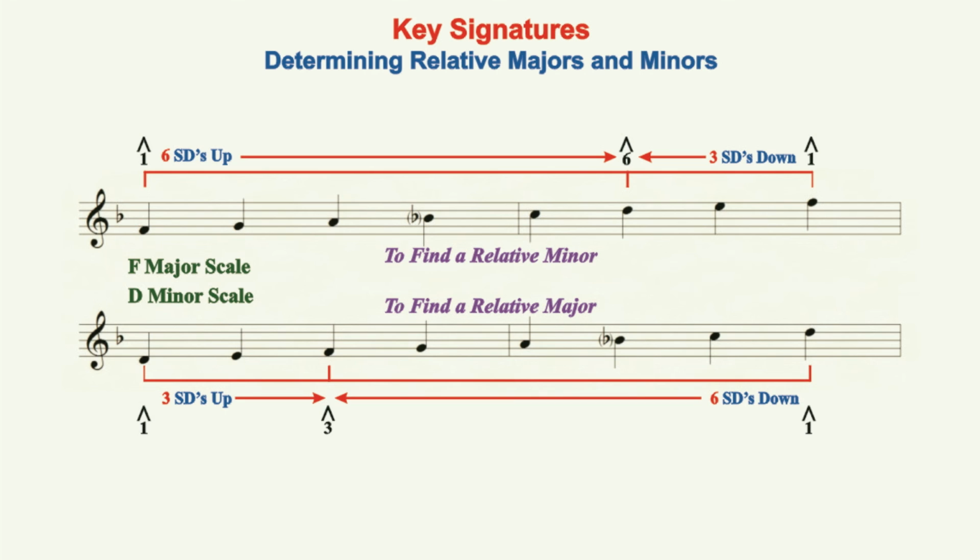Or, to find the relative major to D minor, we begin on scale degree 1 of the D minor scale and count upward or downward to scale degree 3, which leads us to F natural. F major is the relative major to D minor.